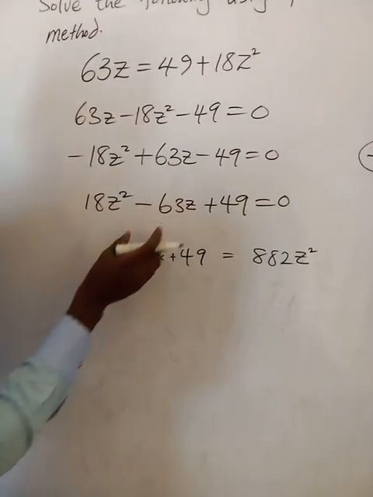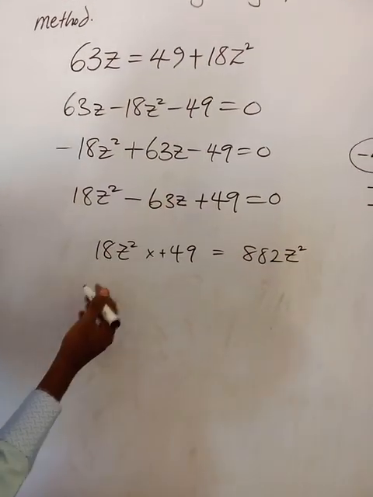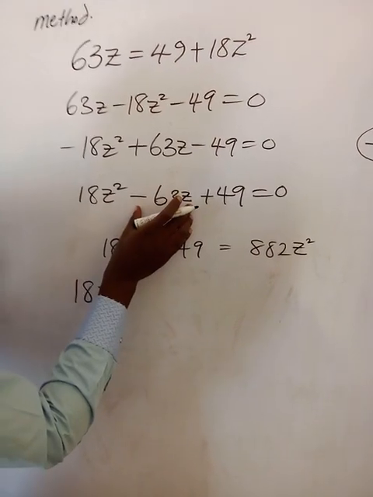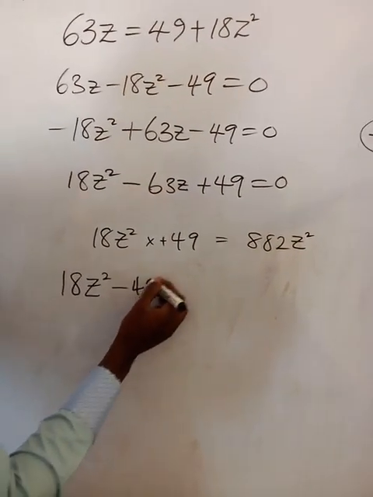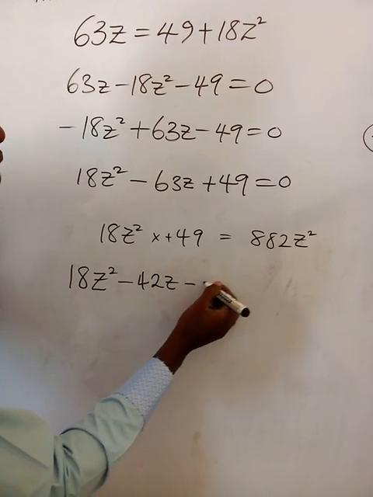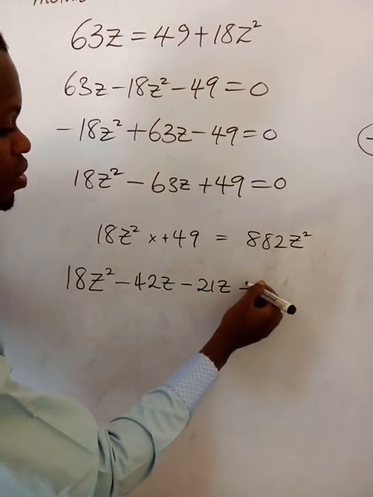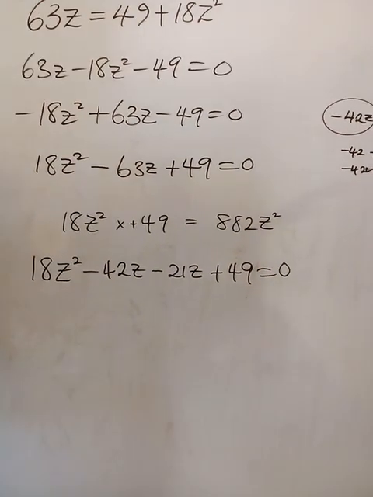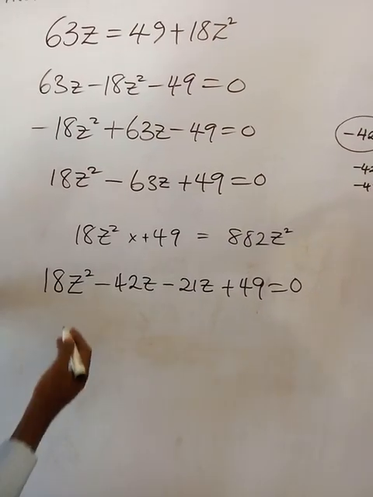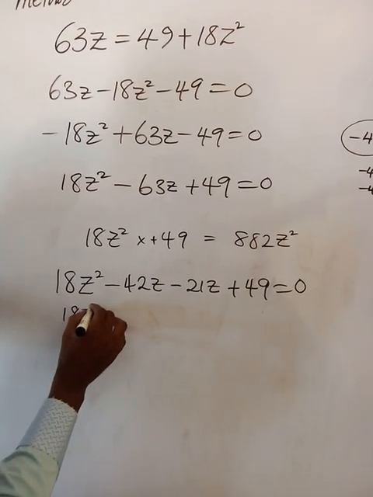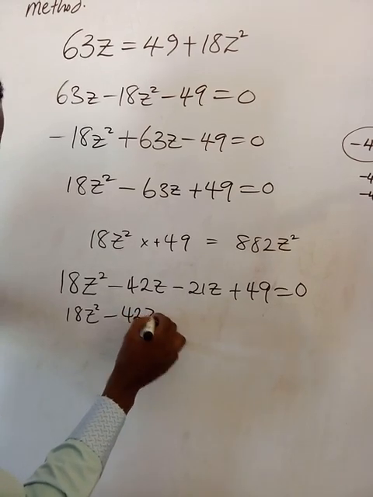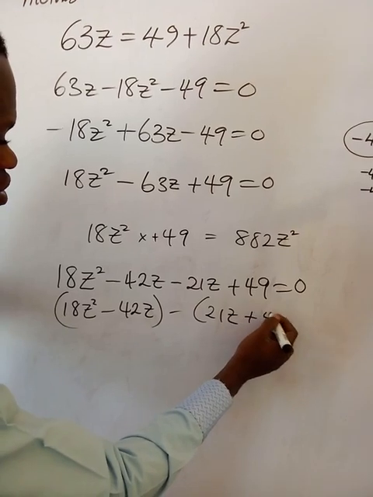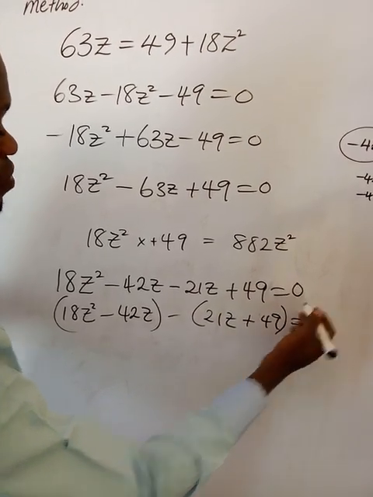So we shall use that to replace this minus 63 in the equation. Therefore, we will have 18z squared. Instead of minus 63, we shall now have minus 42z minus 21z plus 49 is equal to 0. This is the new equation we have. So we can factorize by grouping, where we shall now say 18z squared minus 42z is one group. Then 21z plus 49 is another group and equal to 0.